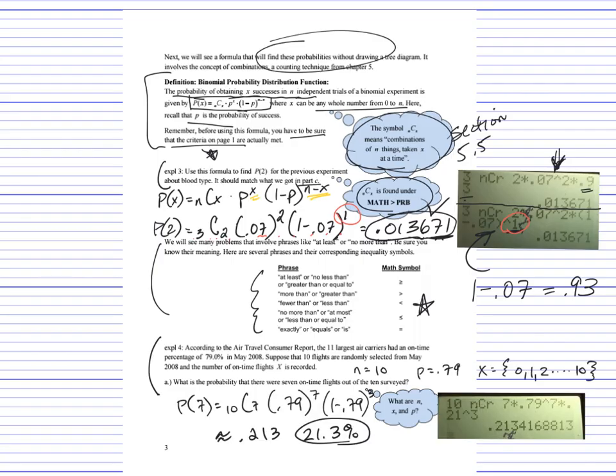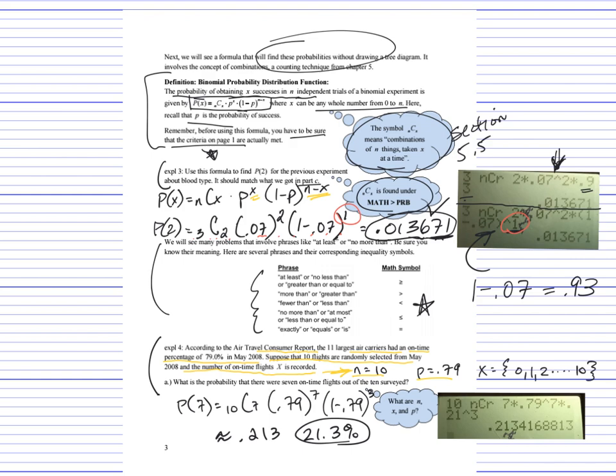Okay, here is my work. Let's go over it. It says, according to the air travel consumer report, the 11 largest air carriers had an on-time percentage of 79%. Suppose that 10 flights are randomly selected and the number of on-time flights X is recorded. So I wrote down my general bits of information. I know N is 10, the number of trials. I know P, the probability of success, is 0.79.